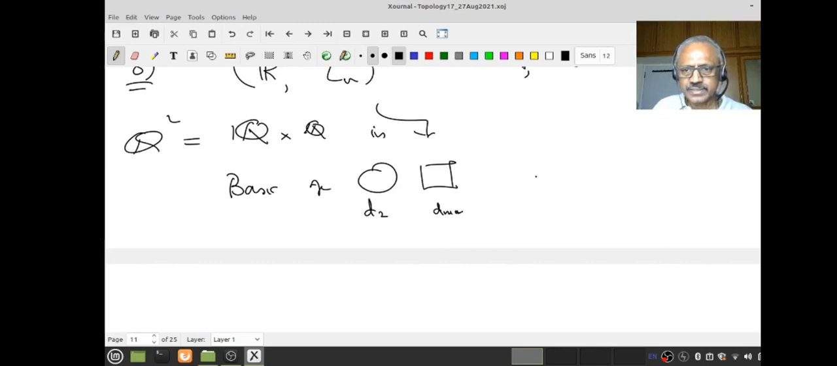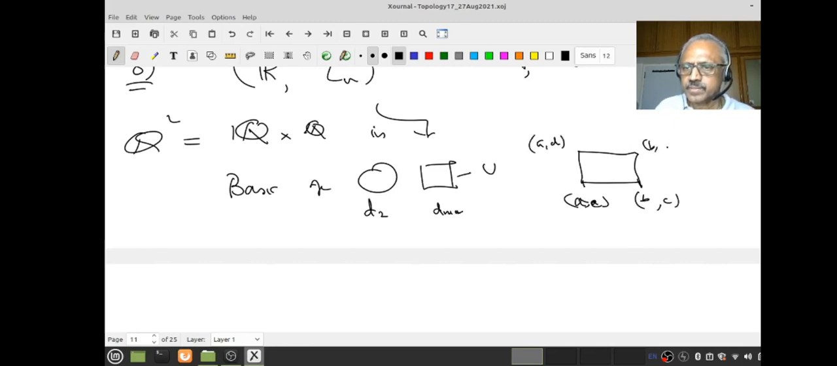Now let's look at this example. This is my U. Okay, you all follow that, so I can assume it is of the form A to B and C to D. This is A comma C, and this is B comma C, this is A comma D, and this is B comma D. Okay, this is B, this is C, this is D, and this is A, this is B.